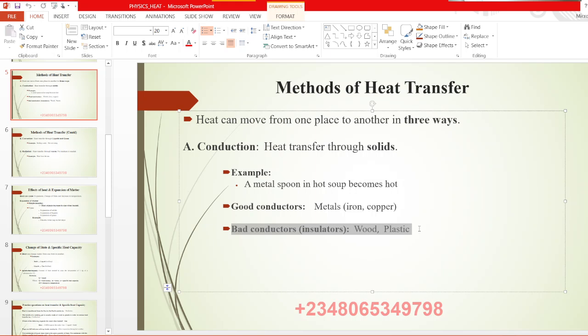It's not possible. And plastic, they are bad conductors. It is going to melt when you apply heat to plastic. It's going to start melting. So they are bad conductors. Though they are solid, they are bad conductors. They are actually called insulators. So if you are asked the question, what are insulators? Insulators are bad conductors. Please take note of that.